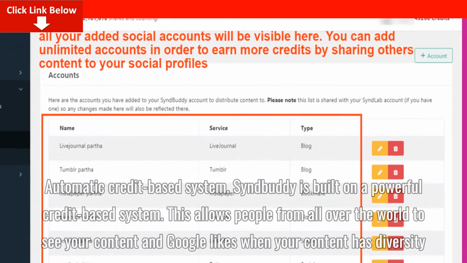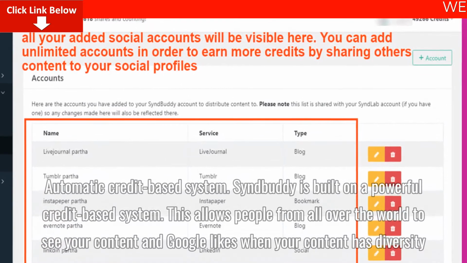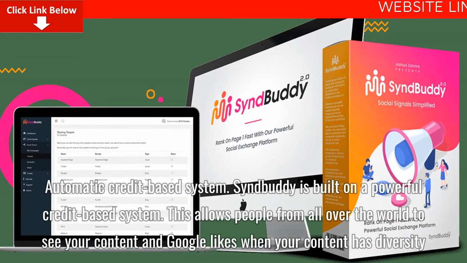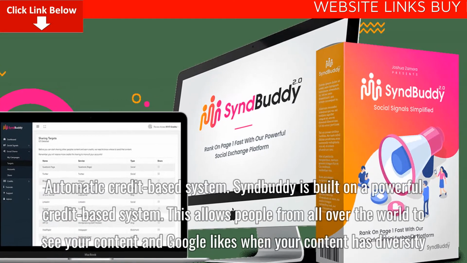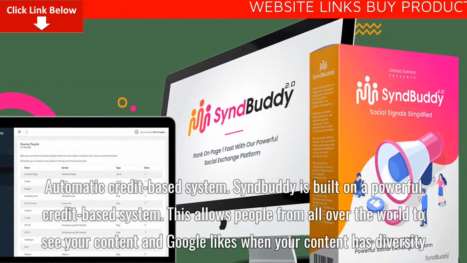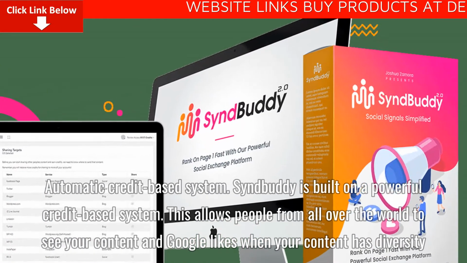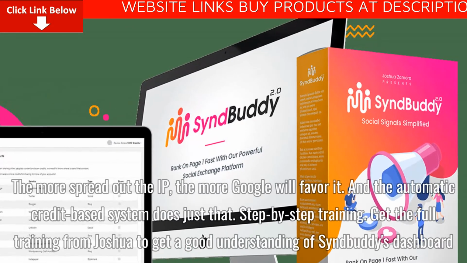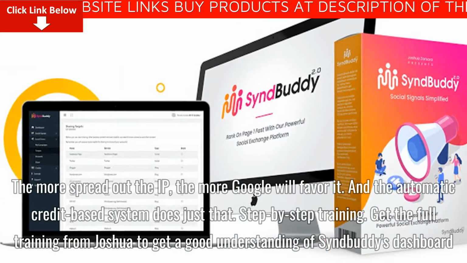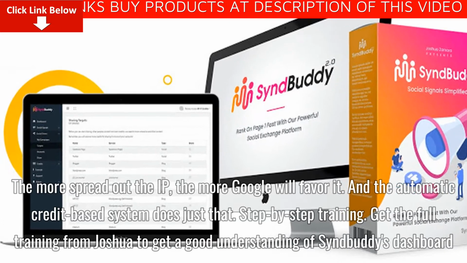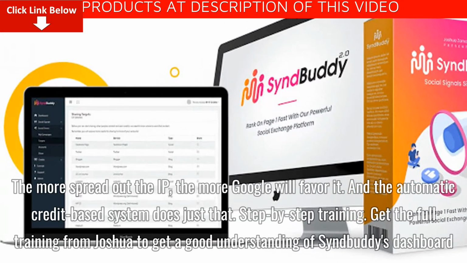Automatic credit-based system. SyndBuddy is built on a powerful credit-based system. This allows people from all over the world to see your content, and Google likes when your content has diversity. The more spread out the IP, the more Google will favor it. And the automatic credit-based system does just that.